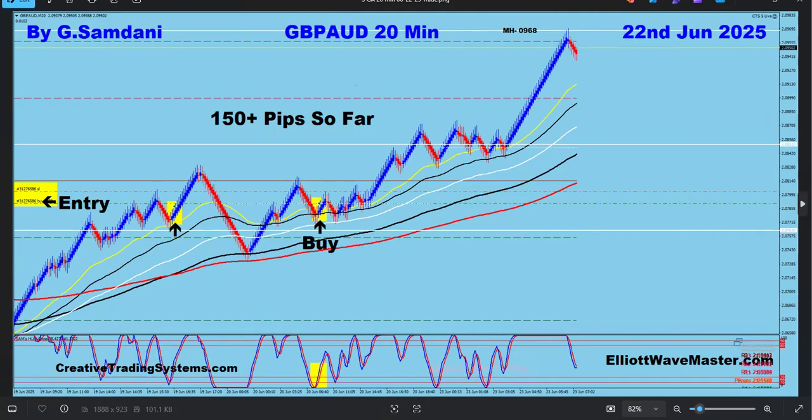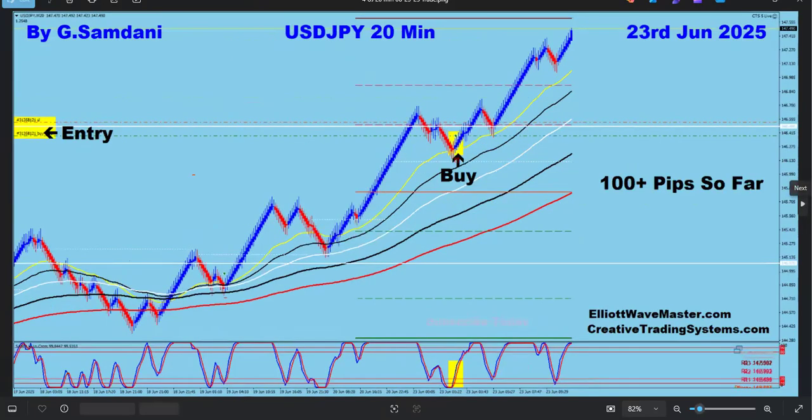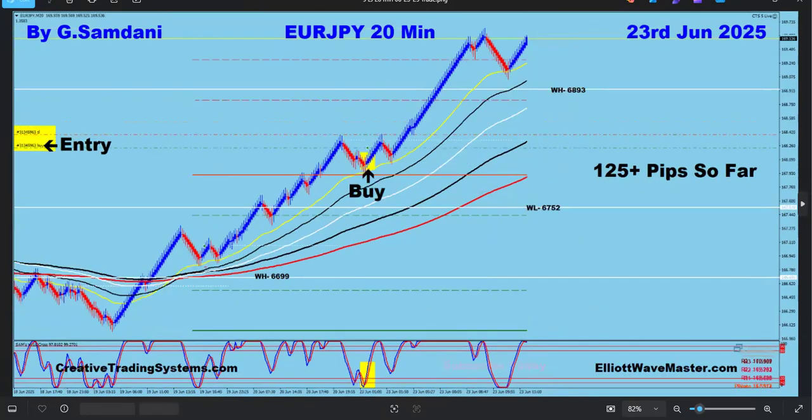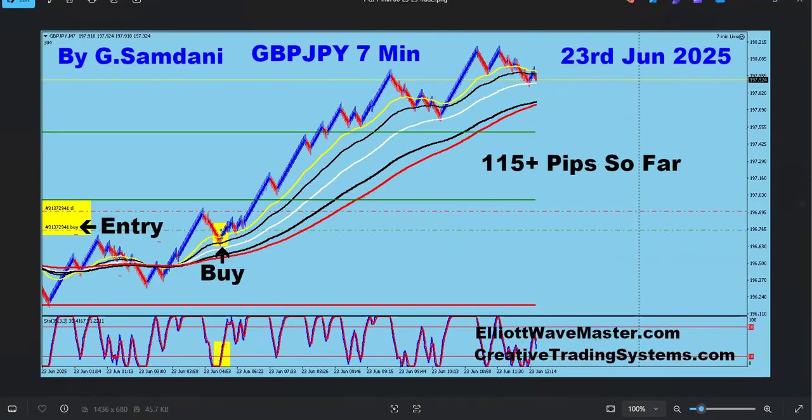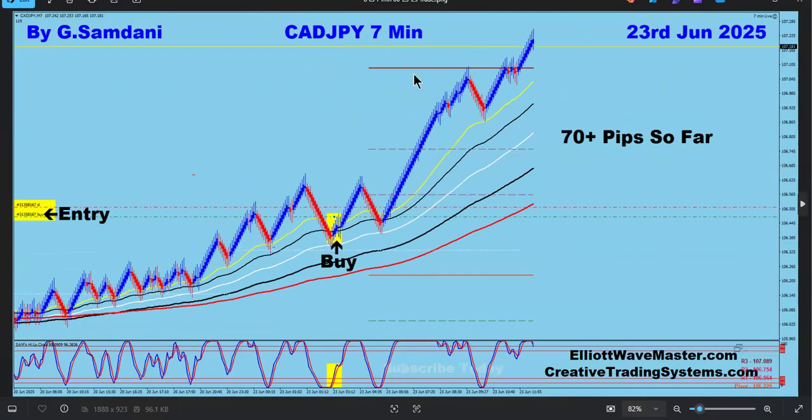And this is Pound Aussie. Beautiful entry here. This was also an entry, but I lost 5 pip here and then it went down. After that, it gave me another entry for 150 pip to the upside. This one I just showed you for 100 pip. This you all saw already, 125. This Pound Yen, 150. Another Pound Yen from the 7-minute chart for 115. And I had some others, CAD Yen for 70 pip. I didn't have the before chart made for this one, but I got the entry anyway.